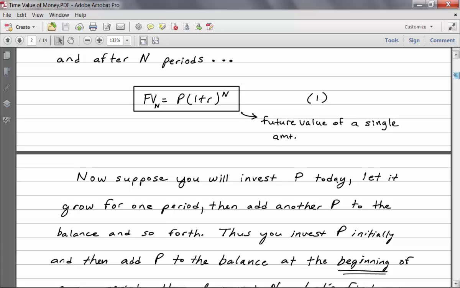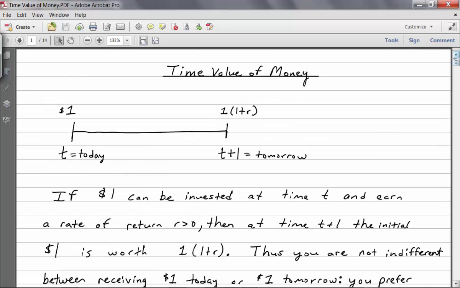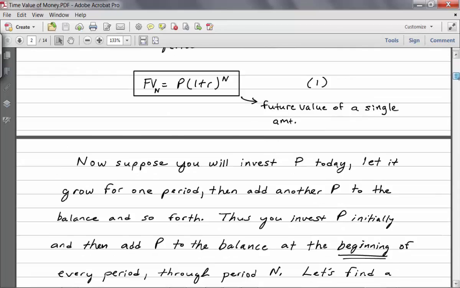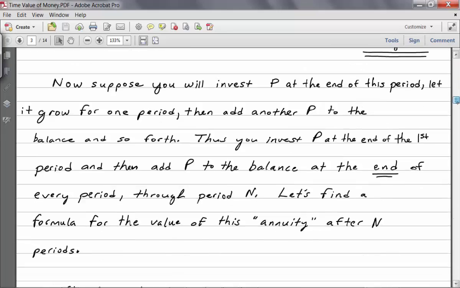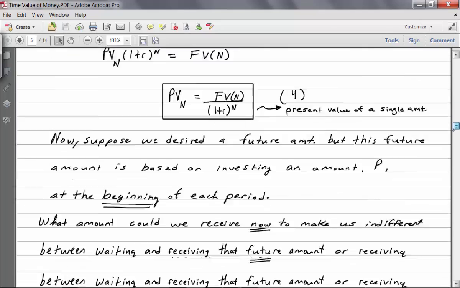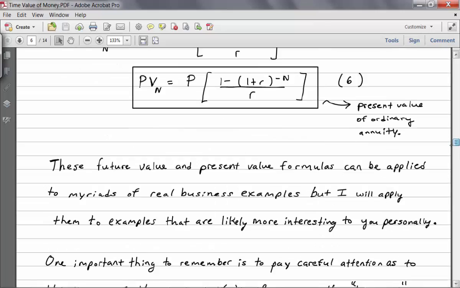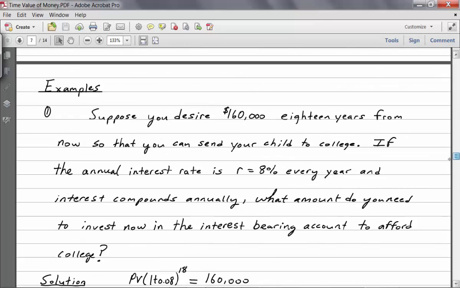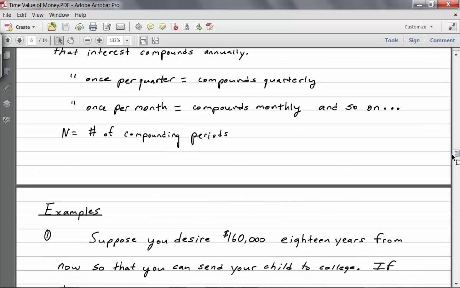Hence the word ordinary. Ordinarily, people get paid at the end of a period, and therefore they make payments to the bank, for example, at the end of the month. Or I guess that's the reason why they call it an ordinary annuity. So we have these 6 formulas in the lecture notes, equations 1 through 6. And then I had some examples in the lecture notes of how you might use these formulas.